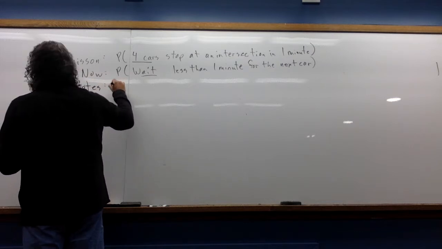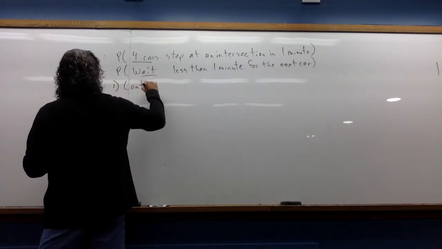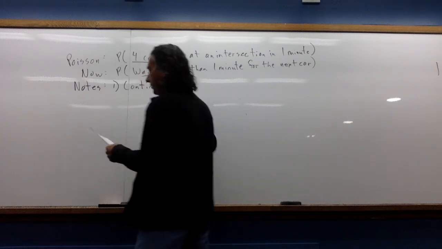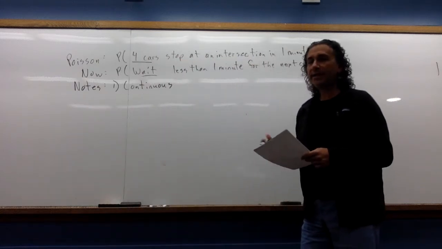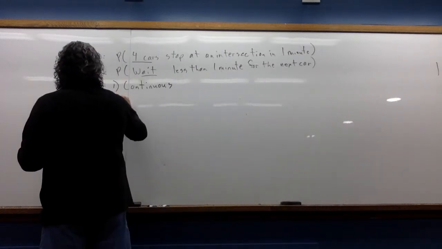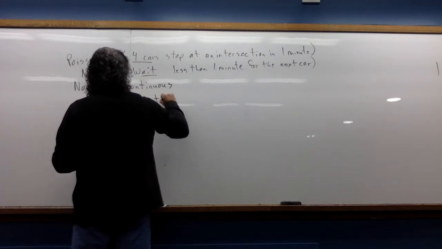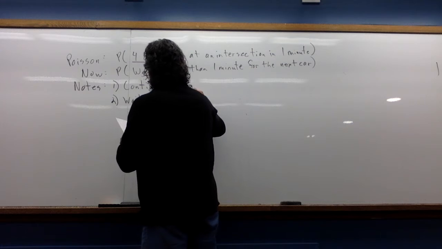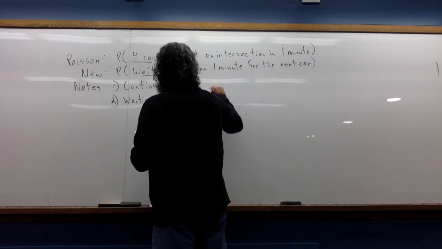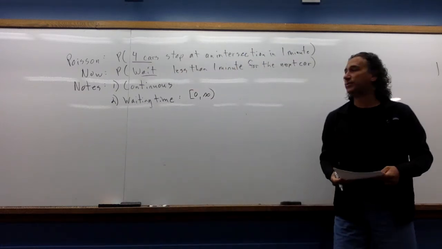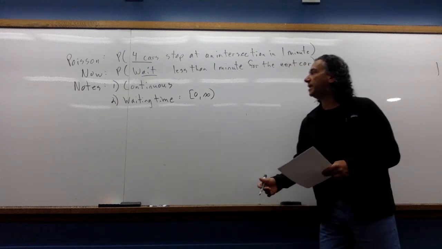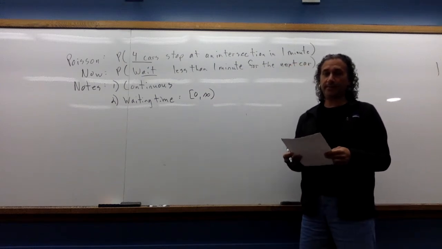First, as I said, the distribution that we're going to be looking at today is a continuous distribution. Second, theoretically, the waiting time can be between 0 up through some arbitrarily large amount, some large number. So the sample space here is 0 to infinity.